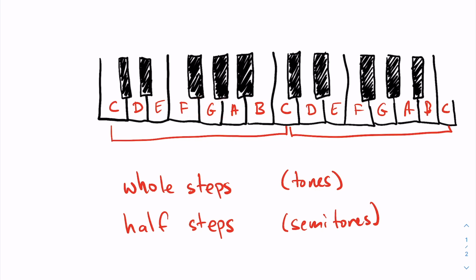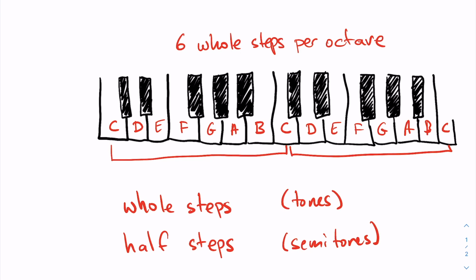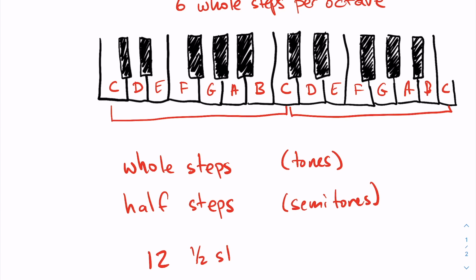So from C to C, we have 5 whole steps, C to D, D to E, F to G, G to A, and A to B, and then 2 half steps, E to F and B to C, making a total of 6 whole steps in an octave. Since the smallest interval that we talk about is a half step, not a whole step, that means that we have 12 different notes in each octave. The octave is divided into 12 half steps, which are, relatively speaking, equal in size.